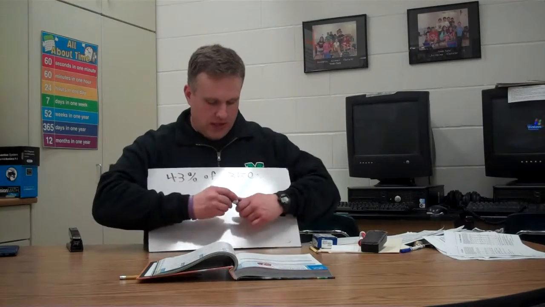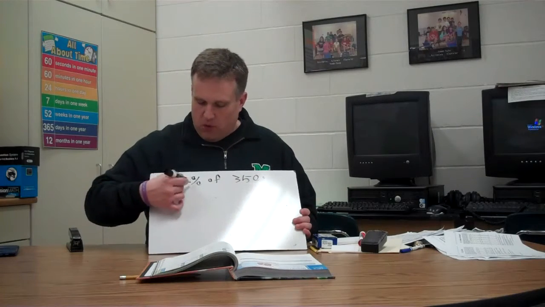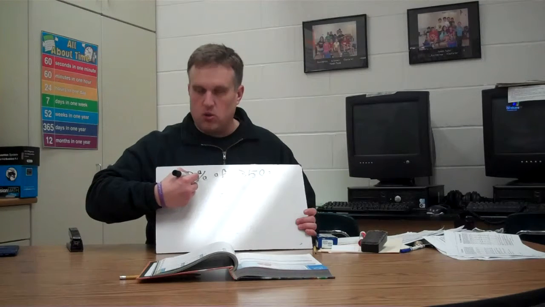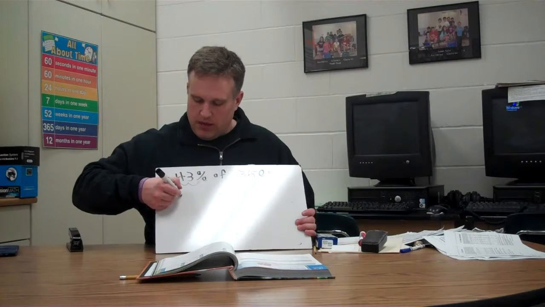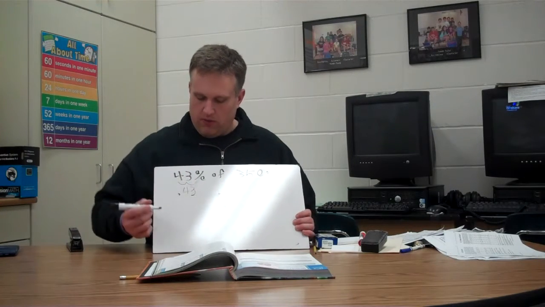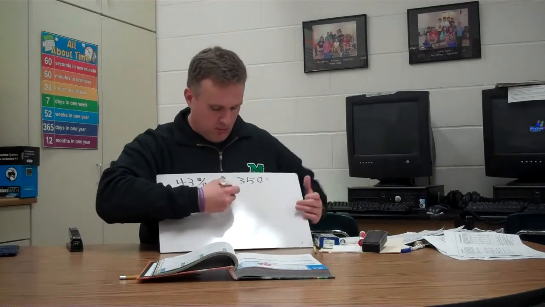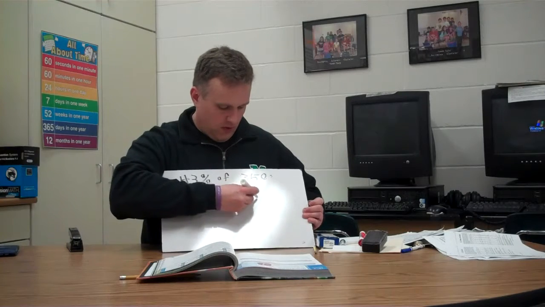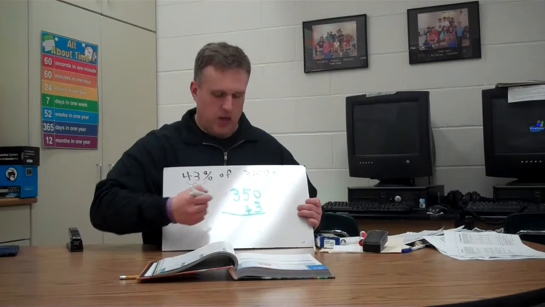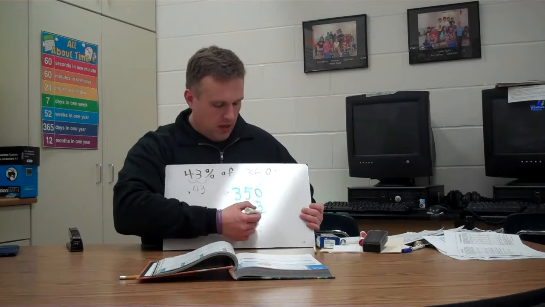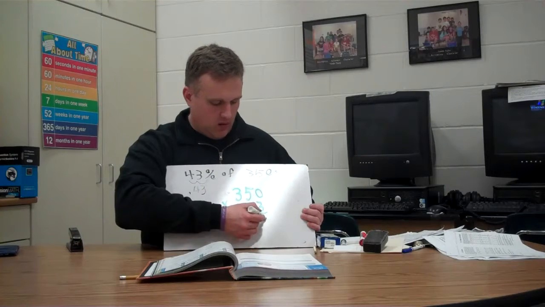So what we're going to do is, we're going to do it the way they show it in the book. We're going to turn 43 into a decimal. And again, remember the way we do that is to go from the percent, go 2 places to your left. 1, 2. So my new decimal is 43 hundredths. Okay? So what I'm going to do now is just multiply 350 by 43 hundredths.